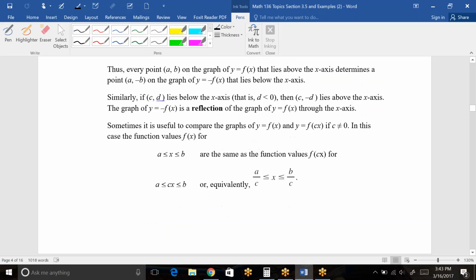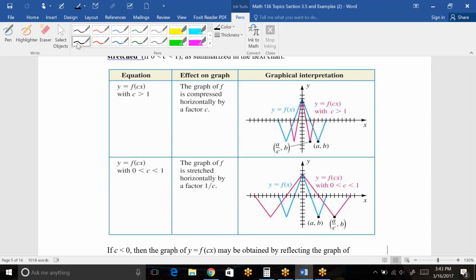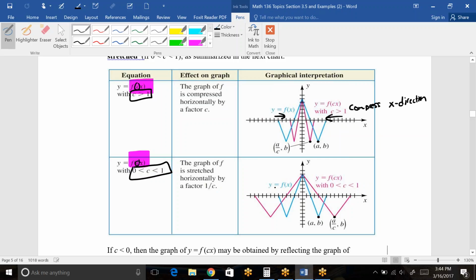Okay. If the C happens inside the function, so notice here it's inside. Notice that if it is greater than 1 and if it is between 0 and 1, those are still the same parameters, but they do different things. If it's bigger than 1, it's going to compress you in. Compress in the x direction. And if it is between 0 and 1, in other words, a fraction, you're going to stretch in the x direction.